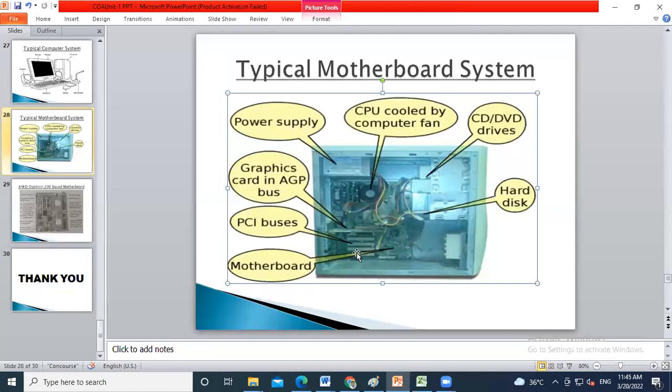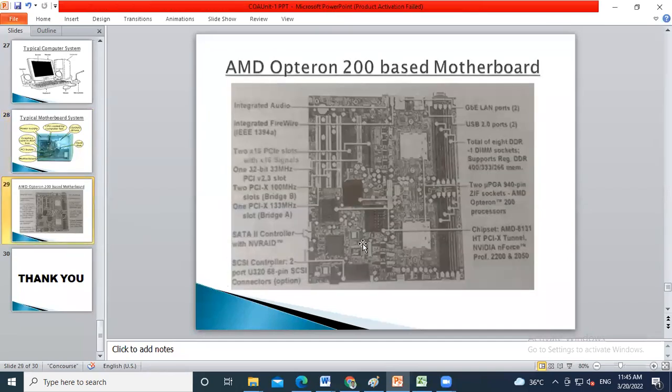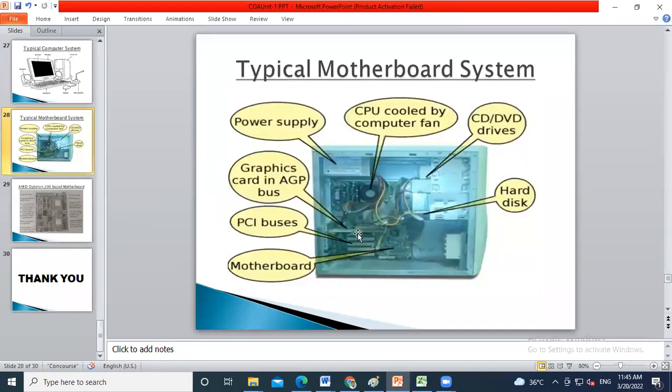Once this motherboard is there, all these devices inside, like PCI, graphics card, power supply, CPU, DVD, and hard disk, are all interconnected with the motherboard through the buses. These are the wires, but these are the buses. So that is what the motherboard looks like.